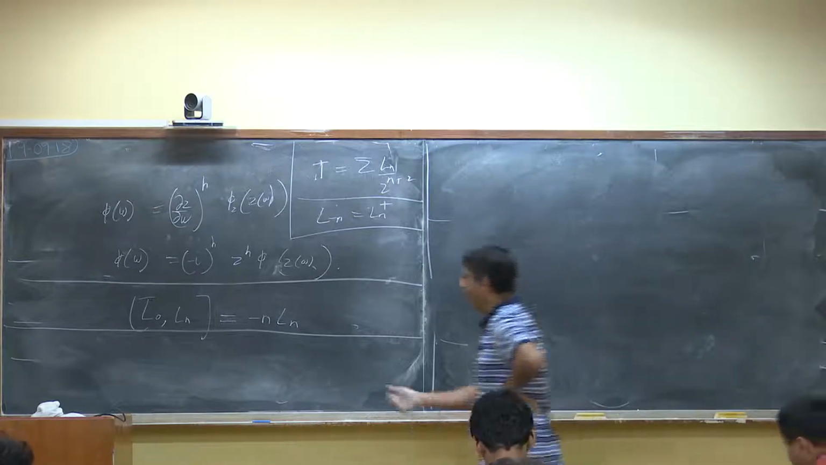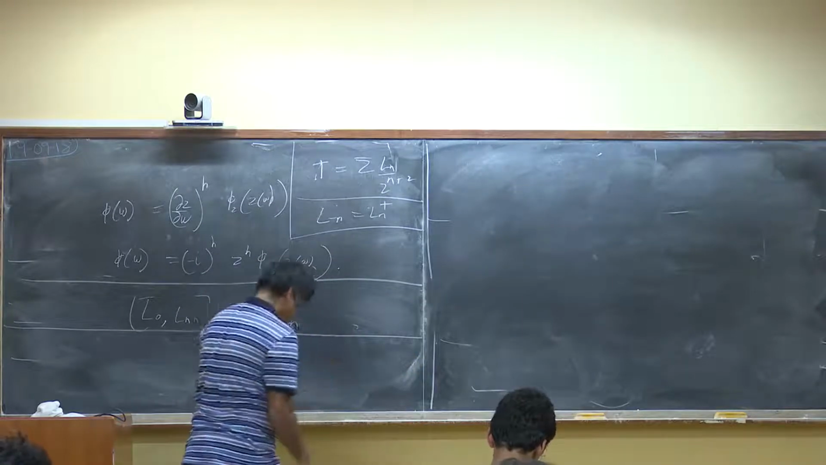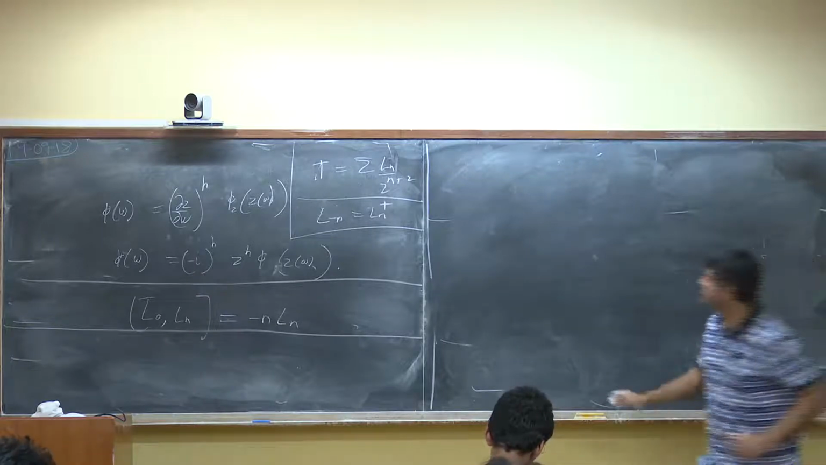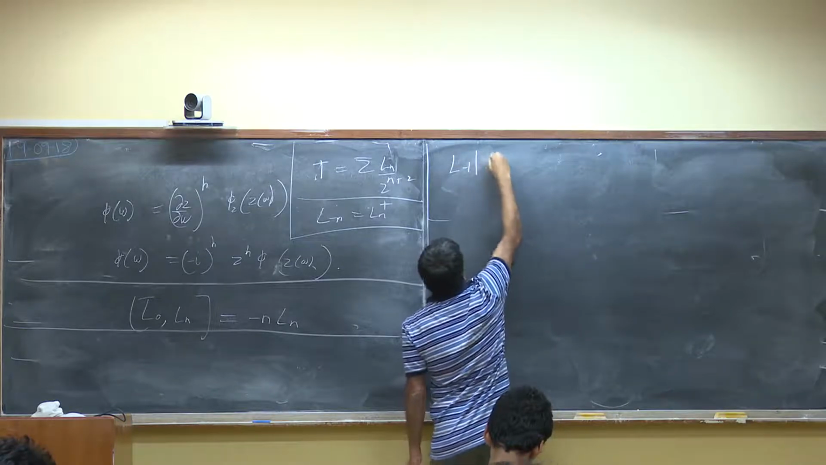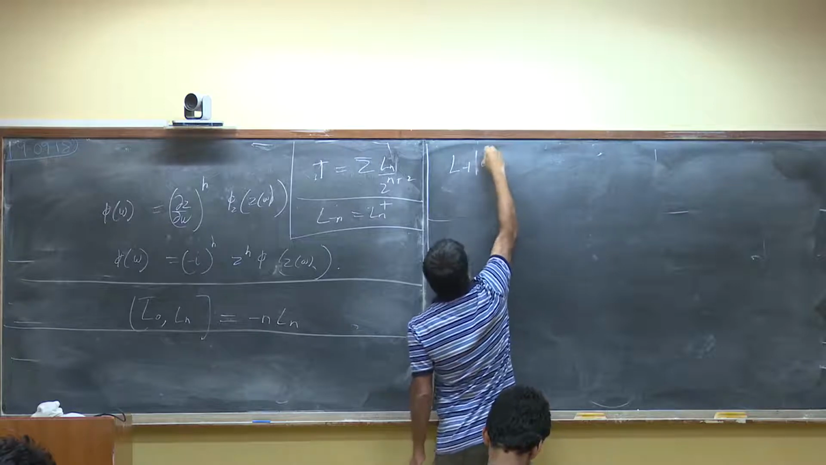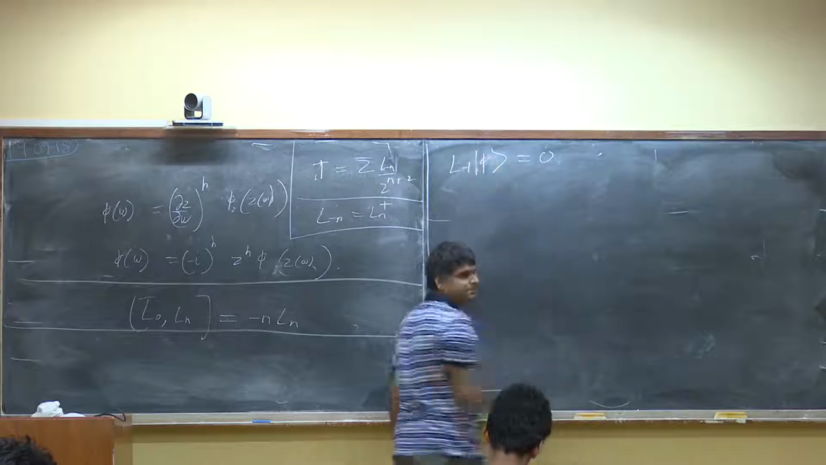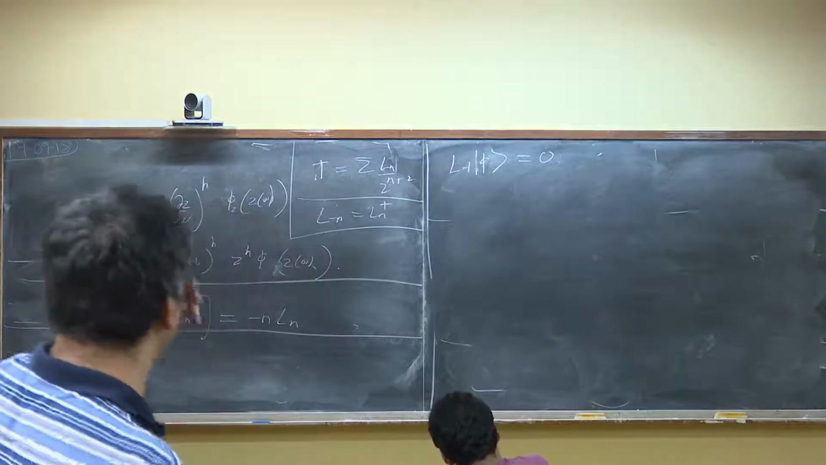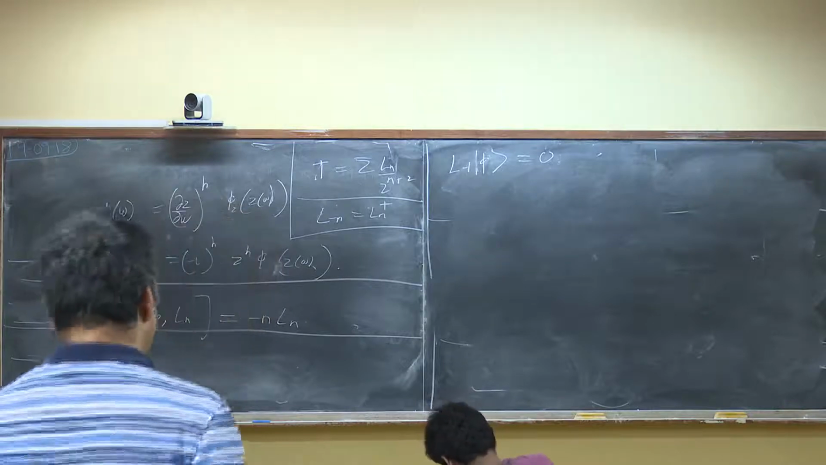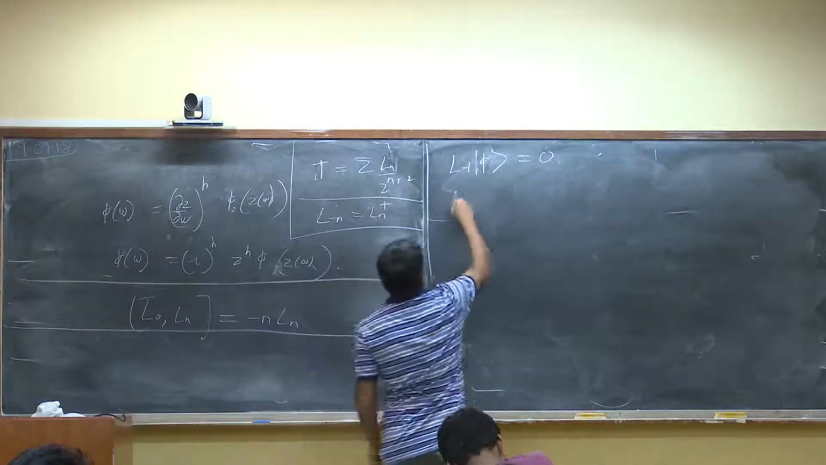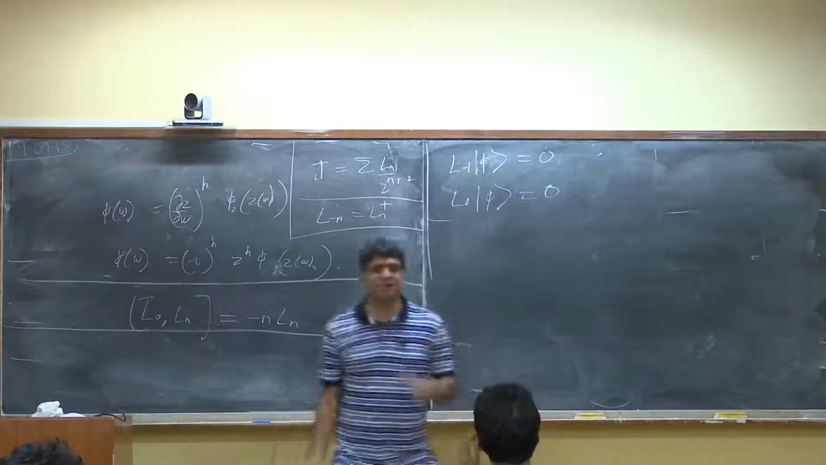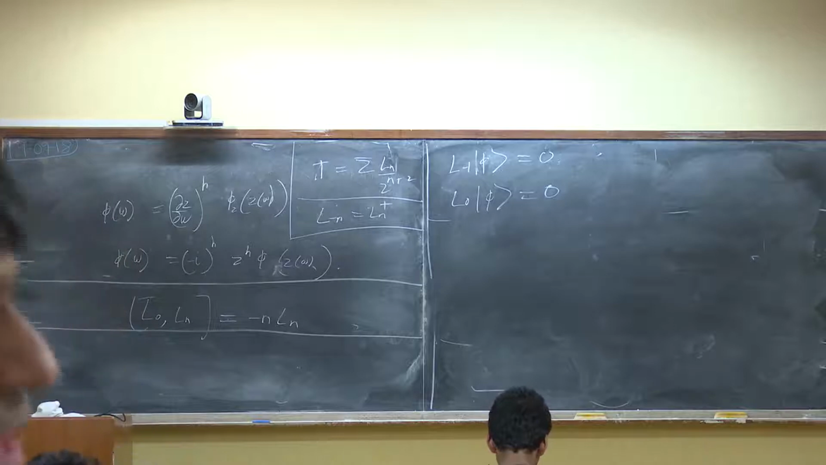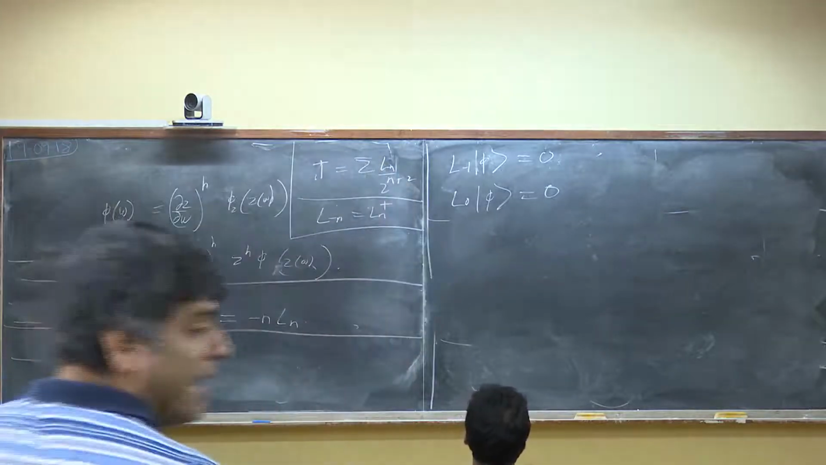Let me first prove the following statement. We'll get to proving them all. Suppose I've got an operator phi, some state corresponding to the operator phi, and L minus 1 annihilates it. Then I'm going to prove, and this is almost 2 minutes, that it has energy 0, that L0 annihilates it. The state has energy 0, or the operator corresponding to it has dimension 0.